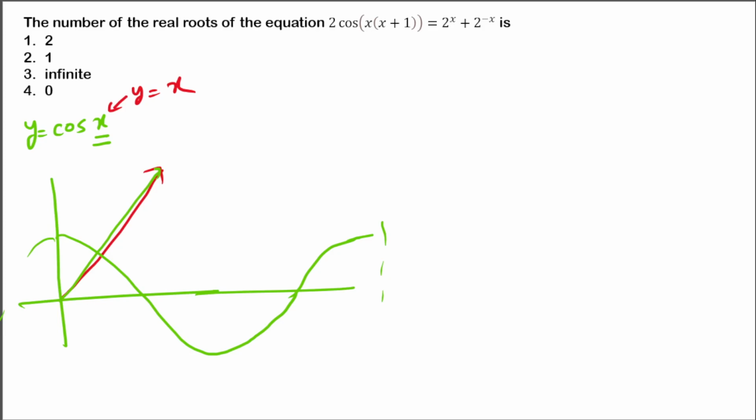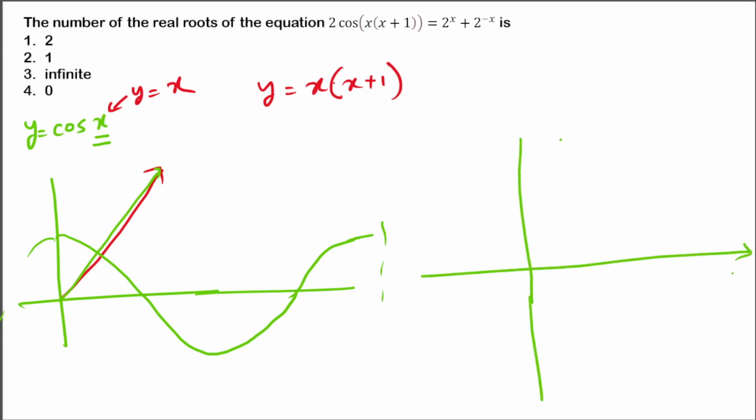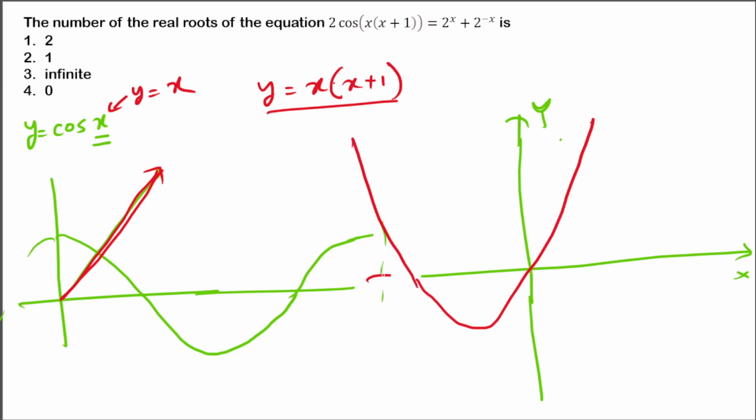Now instead of this x, we have y equals to x into x plus 1, that is y equals to x plus x squared. Now instead of this y equals to x graph that we have here, we have y equals to x into x plus 1. This graph is like this. So this is minus 1. You see, this was increasing slowly, but this acceleration is much higher.